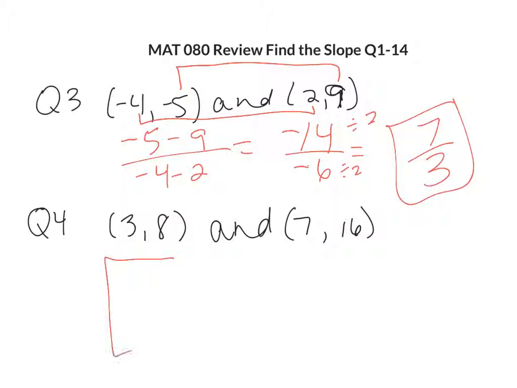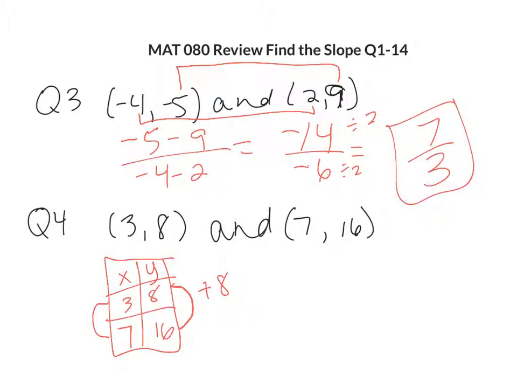For question 4, I'm going to do the table method again. So I'm going to write these as a table. And then how do I get from 8 to 16? We add 8. How do you get from 3 to 7? Add 4. Your slope is the change of y, which is 8, over the change of x, which is 4. 8 divided by 4 is 2.